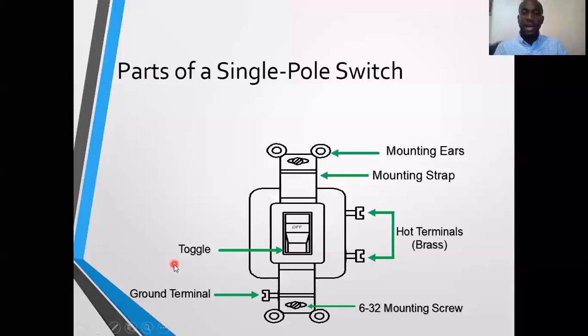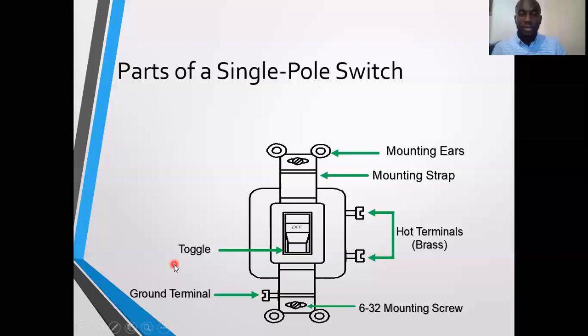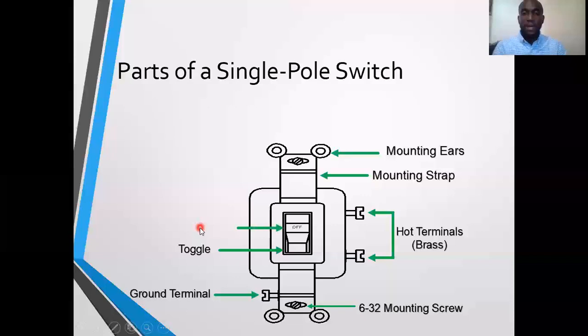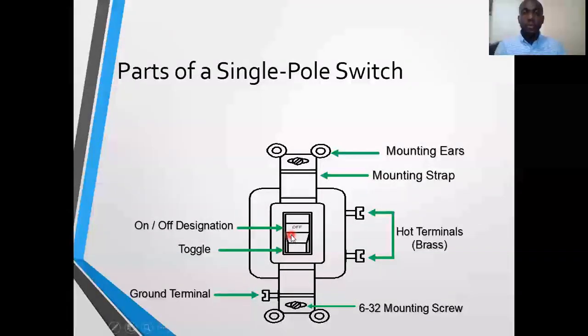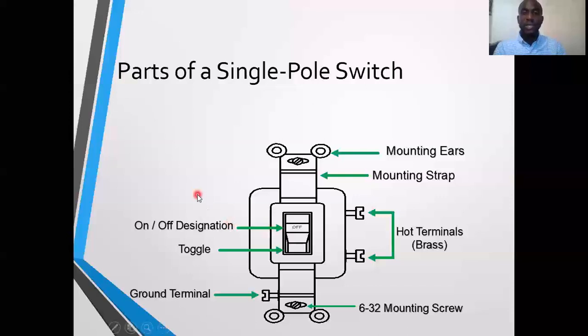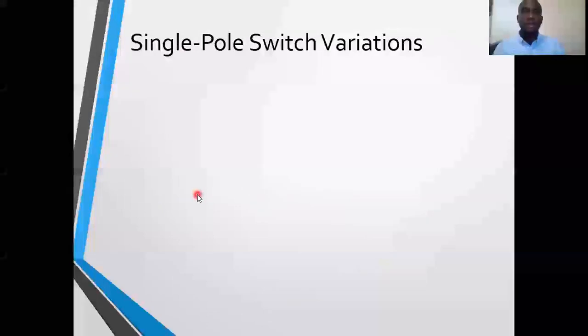Oftentimes when individuals are asked to label the switch, they call the toggle the single pole switch. Now you have to keep in mind that the toggle is only a part of the switch and not the entire switch itself. A key feature of the single pole switch also is the on or off designation, which indicates the position in which the switch is at its current state. And in this state, it is in an off position. So those are the parts of the single pole switch.